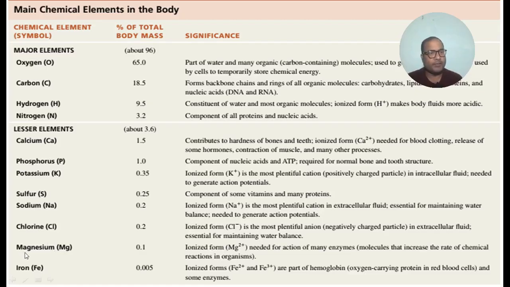Second last is magnesium. Its ionized form is magnesium ion, Mg2 plus, needed for the action of many enzymes, molecules that increase the rate of chemical reactions in organisms. Enzymes are the molecules needed for chemical reactions to occur. In the absence of these enzymes, chemical reactions inside the body, inside the organism, inside the cell cannot be possible.